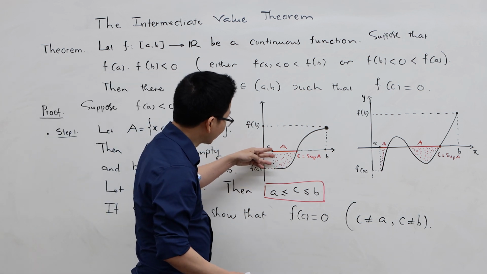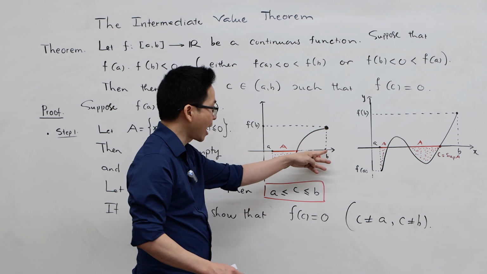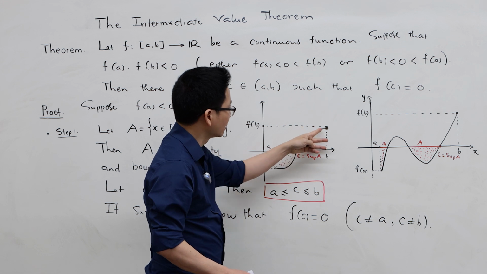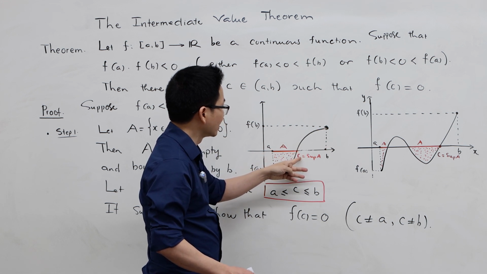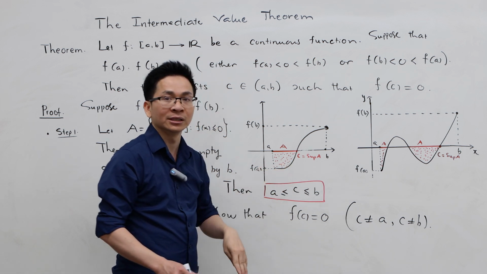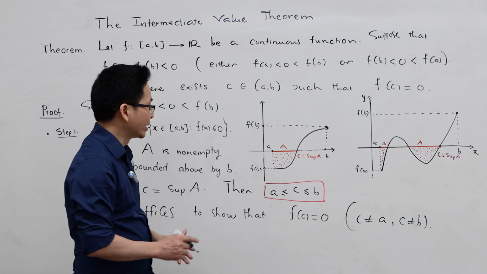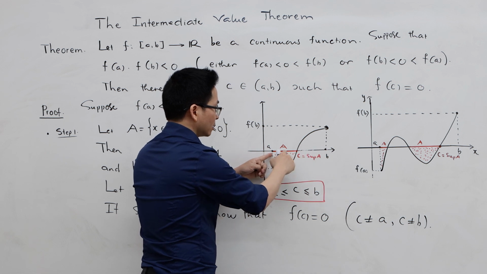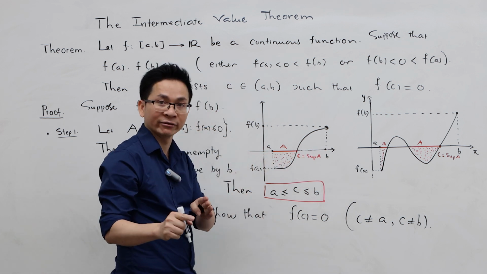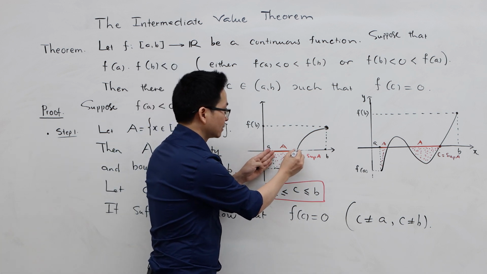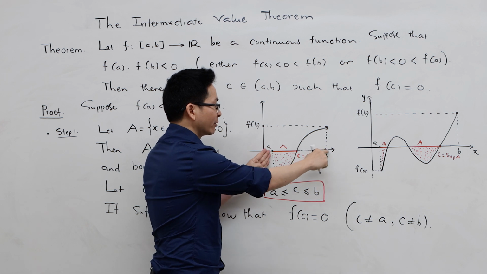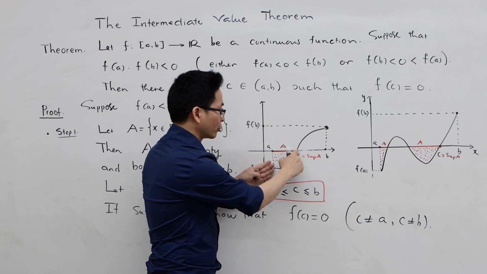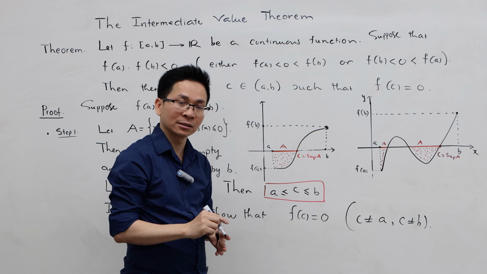Now here, this is f(a) and this is f(b). f(a) is less than 0 and f(b) is greater than 0. Then this is the graph of the function f. Then this c satisfies the condition that f(c) is equal to 0. The idea is as follows. We consider the set A consisting of all x in the interval [a, b] such that the function value at x is negative, or rather, less than or equal to 0. Okay? That means the graph is below the x-axis. So this is the set A.